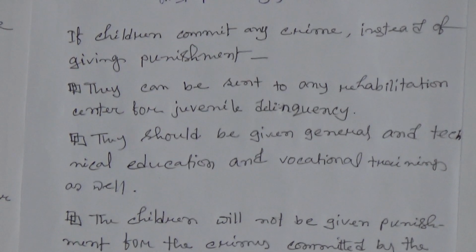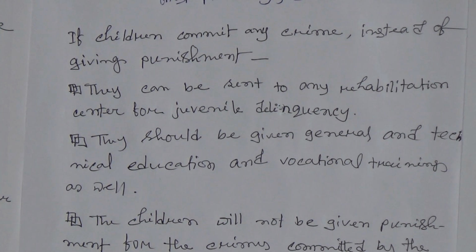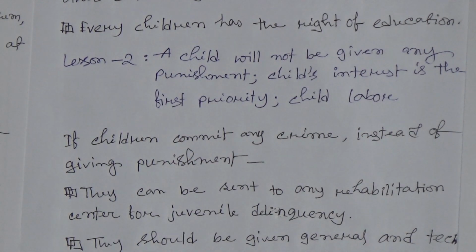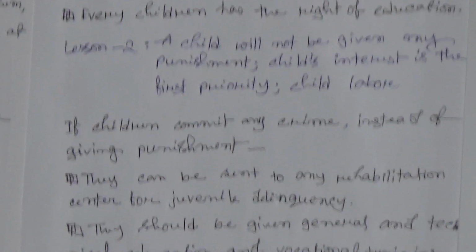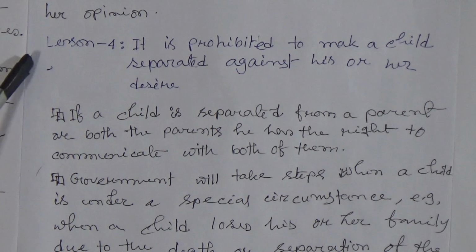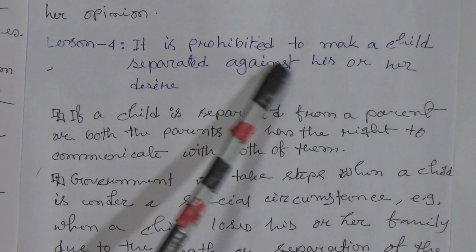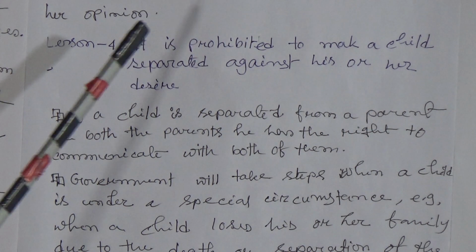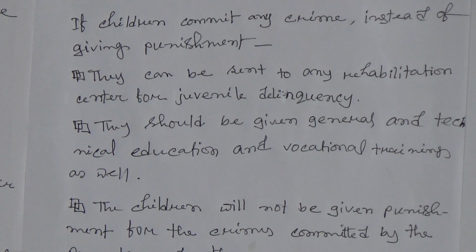Actually, in the first question we have already understood what the word children means. According to the United Nations, the people under the age of 18 are called children. So from the title we can understand that a child will not be given any punishment. If any child commits any serious crime that is against the law of the state, against the law of the constitution, then this child should not be punished. Instead of giving punishment, there are some steps that we can take.